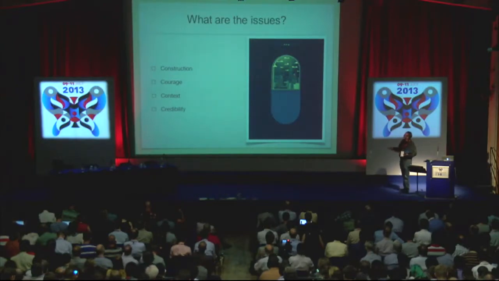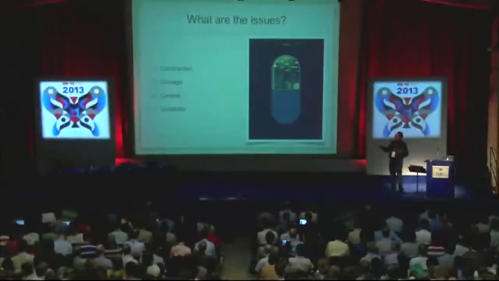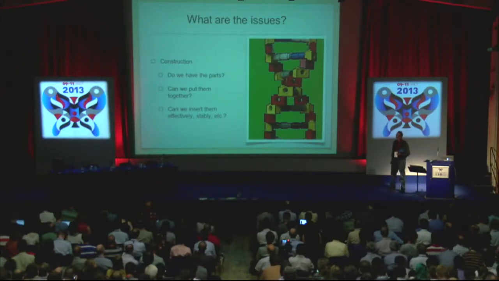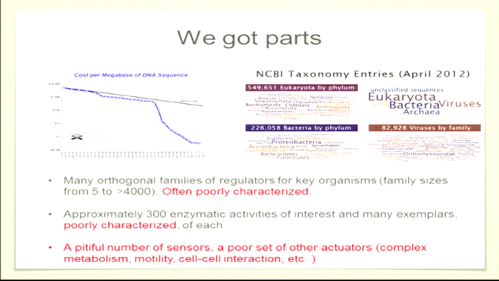So what are the issues? And I always have to alliterate. I have my 4 C's here: construction, courage, context, and credibility. Construction. That says, do we have the parts to construct with? Can we put them together? Can we insert them effectively and stably, etc.? I'm going to argue, perhaps controversially, that I'm not worried about this anymore. I'm not. Things are scaling now.